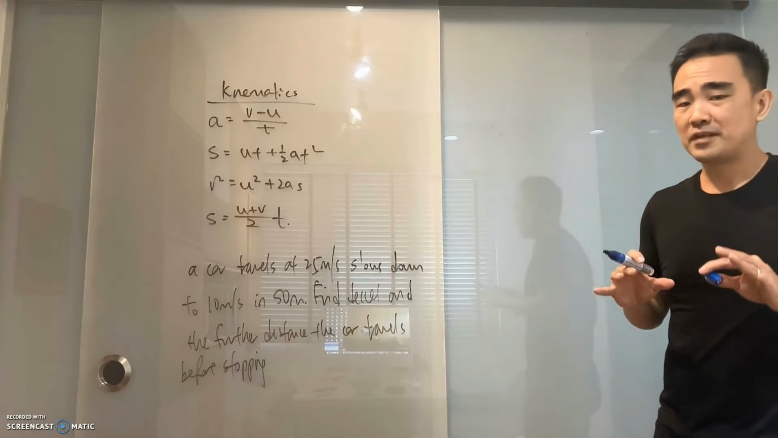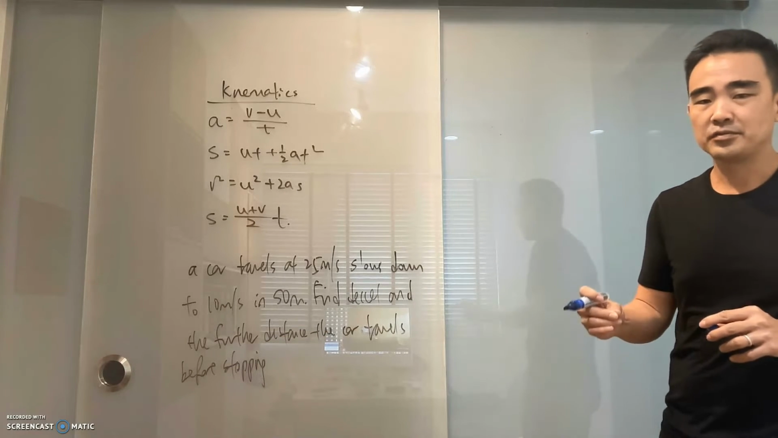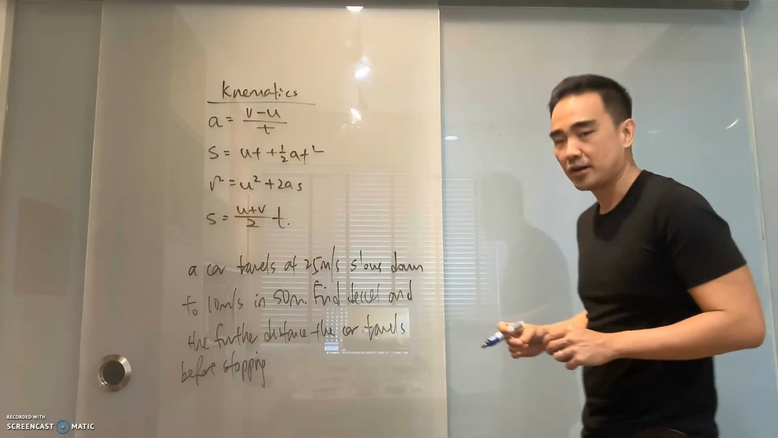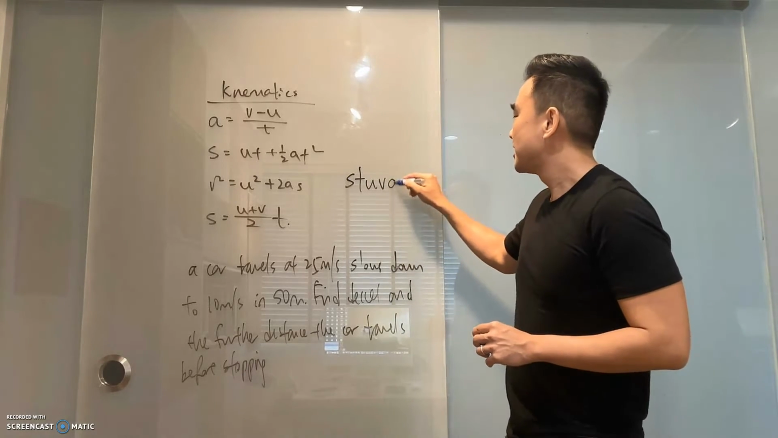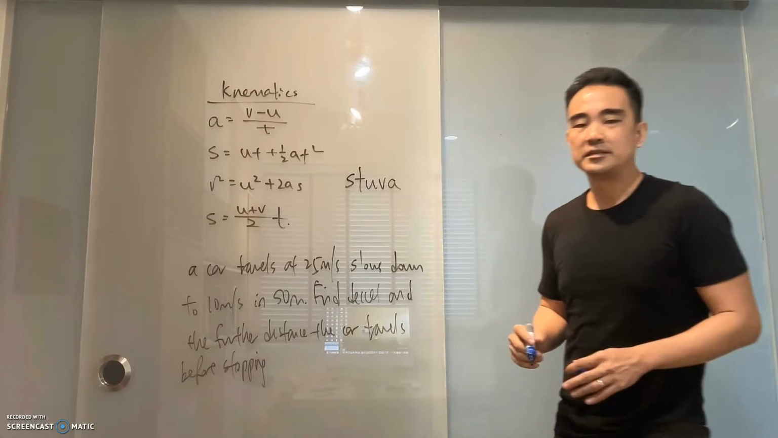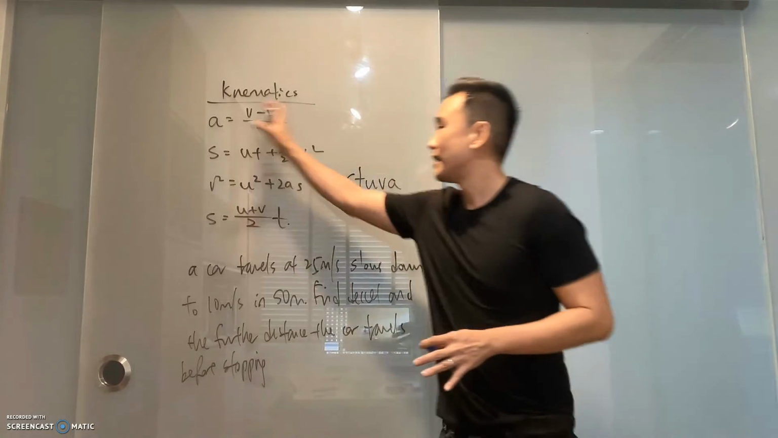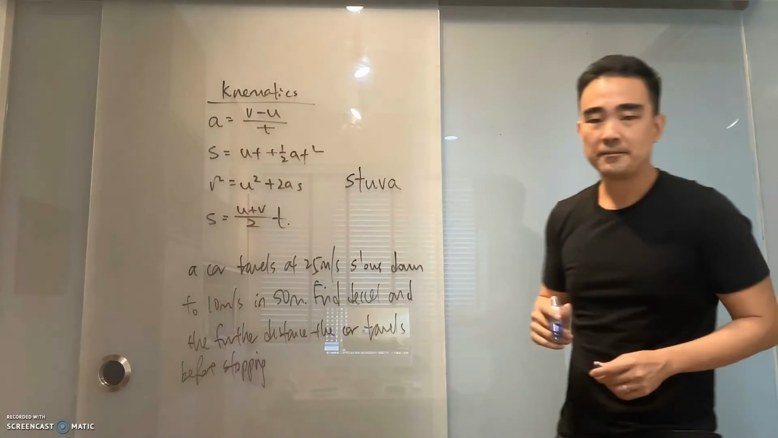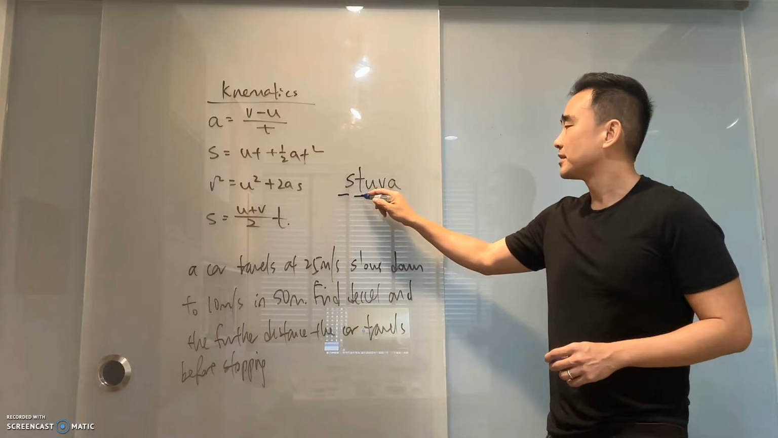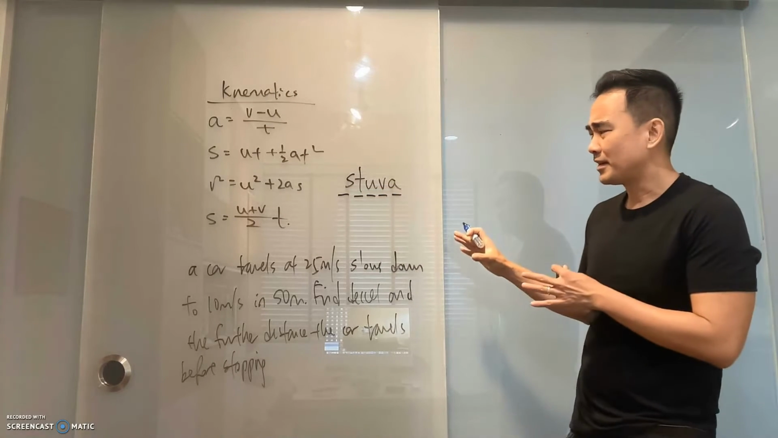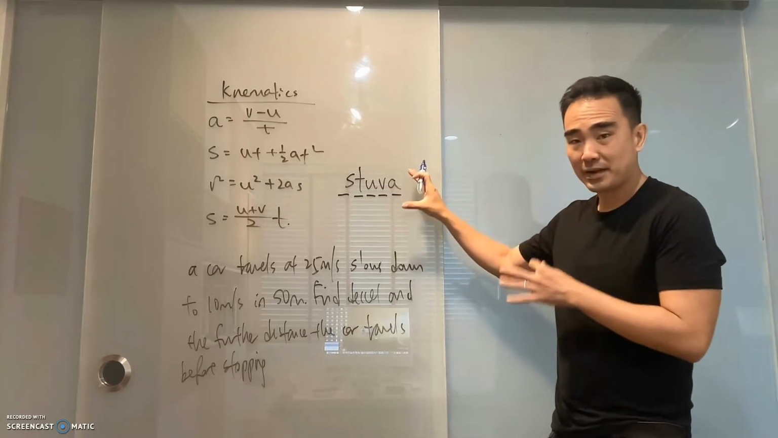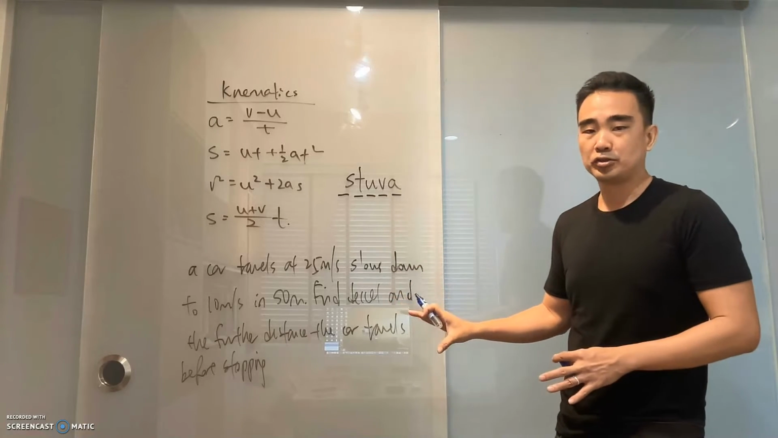It is actually very simple if you have a mechanism, an approach, a structure of handling problems. So I suggest you remember this thing called STUVA. It is the five variables that are in these four equations over here: S being displacement, time, initial velocity, final velocity, and acceleration. So how are you going to apply this to help you solve the question?